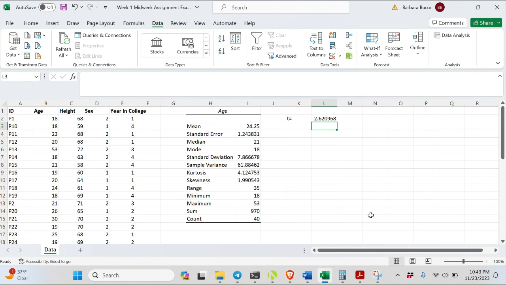And the resource posted in the classroom talks about degrees of freedom. So degrees of freedom will always be n minus 1. So in our case, n minus 1, where n is the number of people in the study. So in our case, that's 40. So minus 1 equals 39. So the degrees of freedom is 39 in this case.